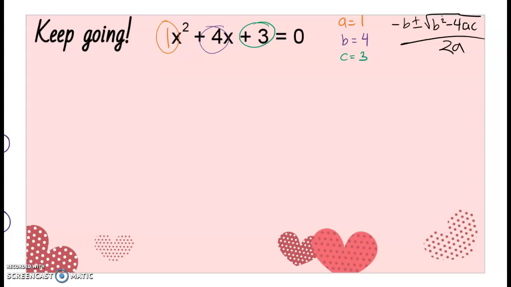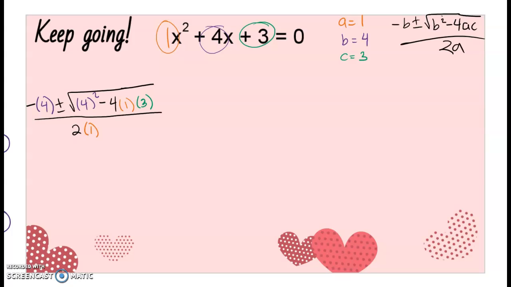Alright, so now I'm going to plug everything in. Negative B, which is 4, plus or minus the square root, again, of B squared, minus that 4 times my A times my C, all over that beautiful 2A. It's going to get stuck in your head forever. This is going to be one of the equations that you're going to remember forever. I even remembered it forever.